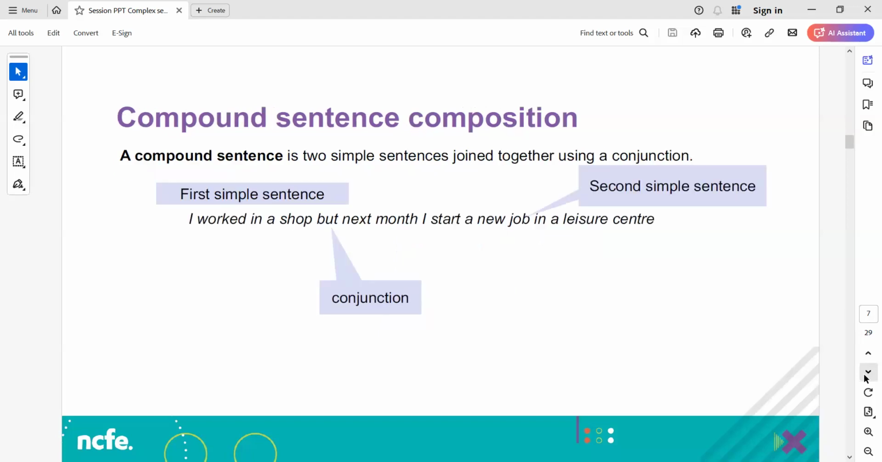So looking now at compound sentence composition. This is two simple sentences joined together with a conjunction. So our first simple sentence, I worked in a shop, then the conjunction, which here is the word but, and our second simple sentence, next month I start a new job in a leisure centre.